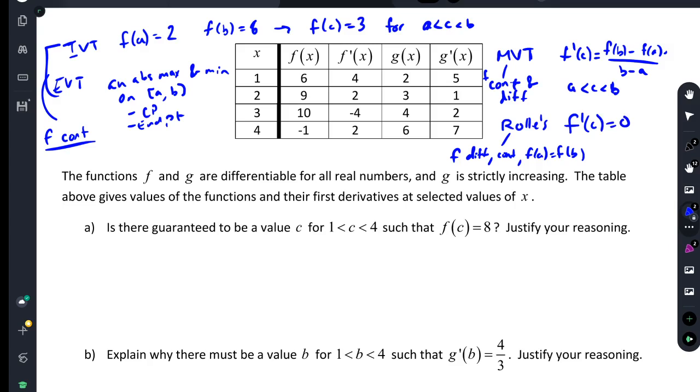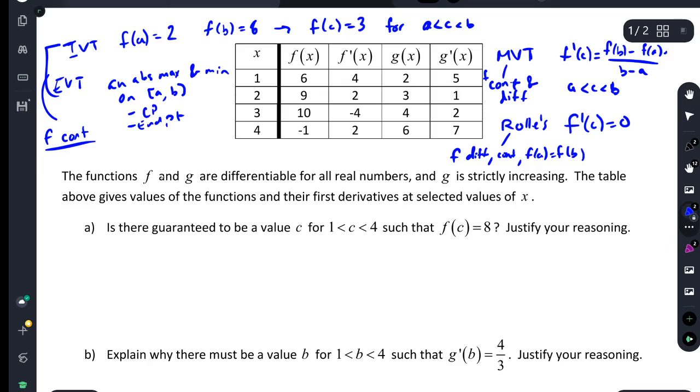So as we're doing these, we really want to be looking for what do I have. Is it the same that I'm doing IVT? Is it the derivative equal to a number? Then I'm doing MVT. Is it the derivative equal to 0? Then I'm doing Rolle's. Or do they ask about maximums and minimums? Then I'm doing EVT.